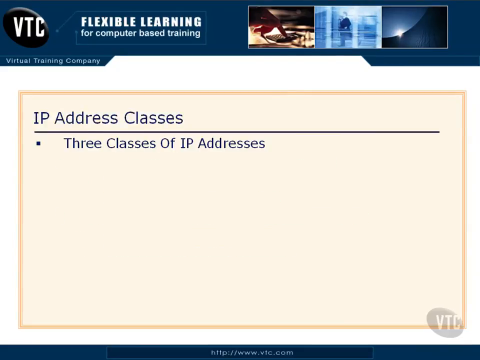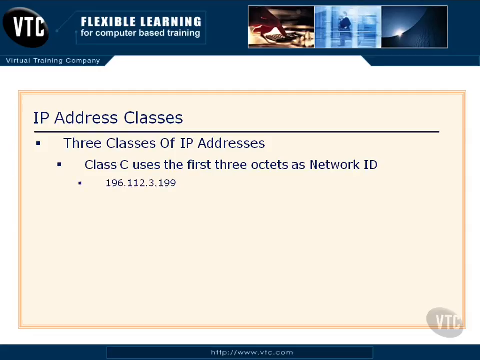The Class C IP addresses use the first 3 octets as the network ID in an IP address, and so notice 196.112.3.199 is a Class C address, and so 196.112.3 is the network ID, and .199 is the host ID of the computer that has this address. Now, the first octet in a Class C address will always be between 192 and 223, and everything above 223 is reserved for other purposes.